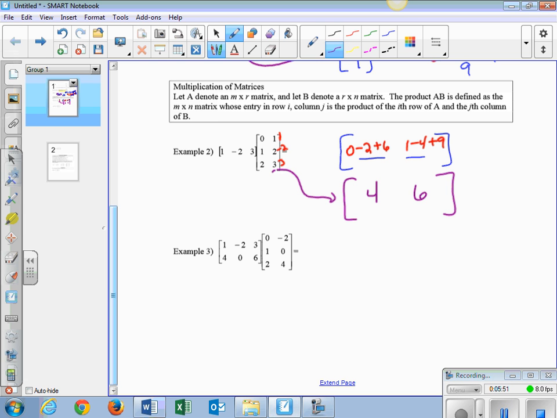I'm going to look at the dimensions of the matrix on the left. I have 2 rows and 3 columns, so that's a 2 by 3 matrix. On the right side, I have 3 rows and 2 columns. So again, I check, are the middle numbers the same? Yes. And this one will be a 2 by 2 matrix.